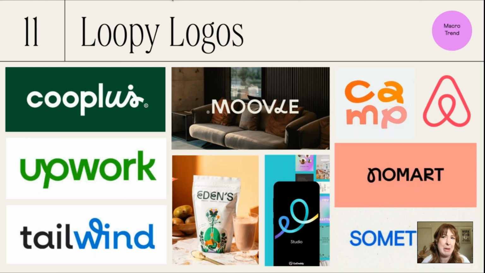And I think this is a macro trend because Airbnb's came out quite a few years ago, and a lot more brands are doing this too. And I would say it's not such a dense, heavy trend. It's something fairly subtle that we'll probably continue to see within logo design in the coming years.